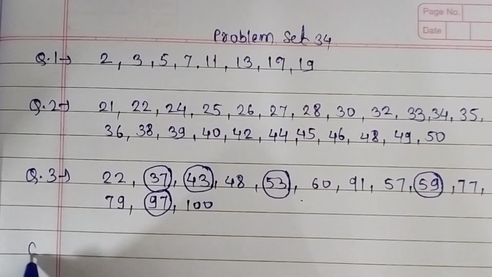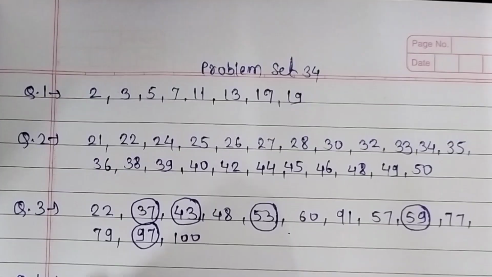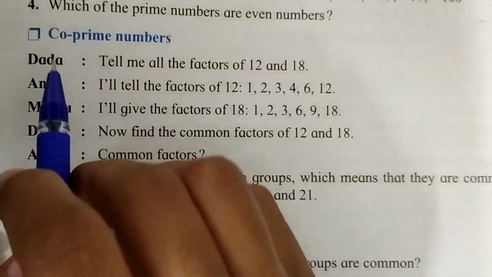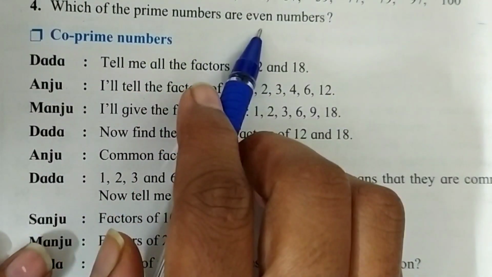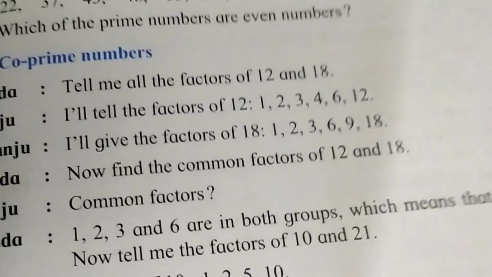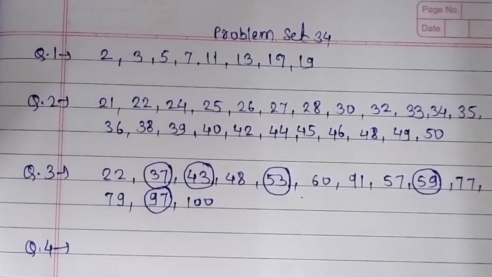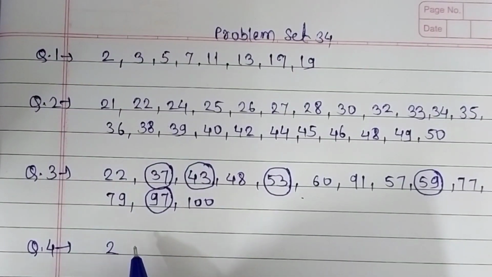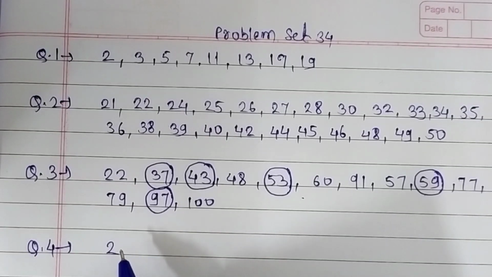Now question number 4. Which of the prime numbers are even numbers? Now among even numbers, only 2 is the number that is even in prime numbers. Otherwise all the numbers are odd numbers. So only 2 is the even number which is a prime number.